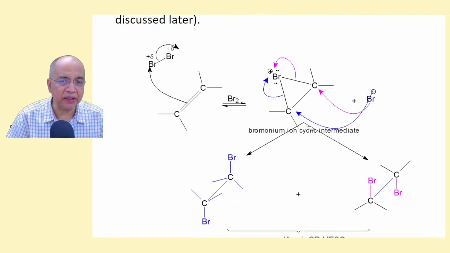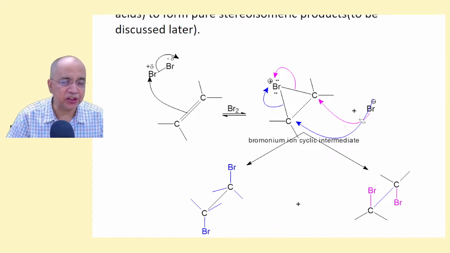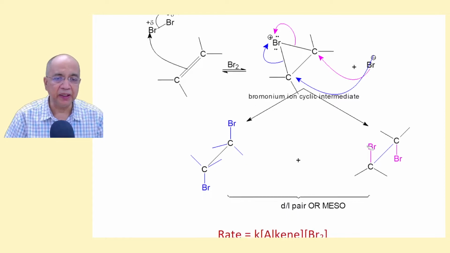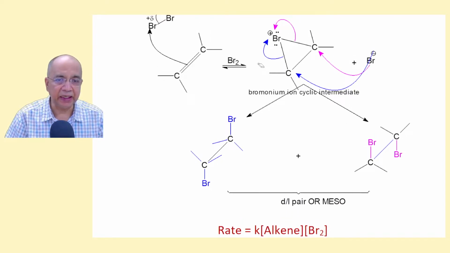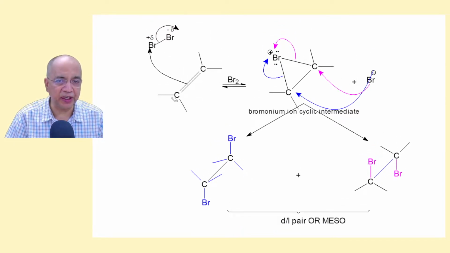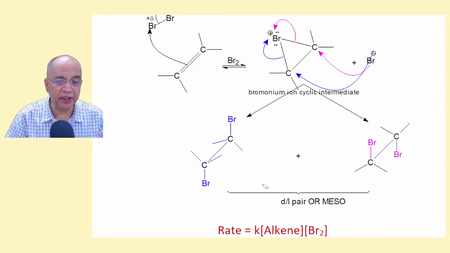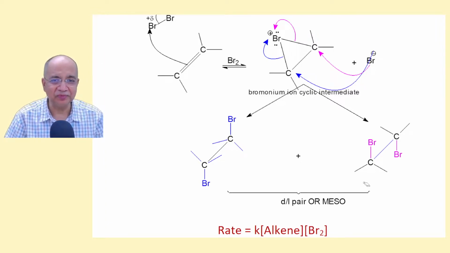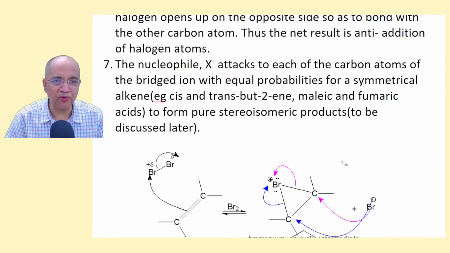So what happens, due to this, stereospecificity in the reaction is observed. For example, supposing we take the cis compound, cis butene, you get DL, or if you take trans, you get meso compound. We shall be talking about it in details later. Hold on. Nothing to worry now, right?